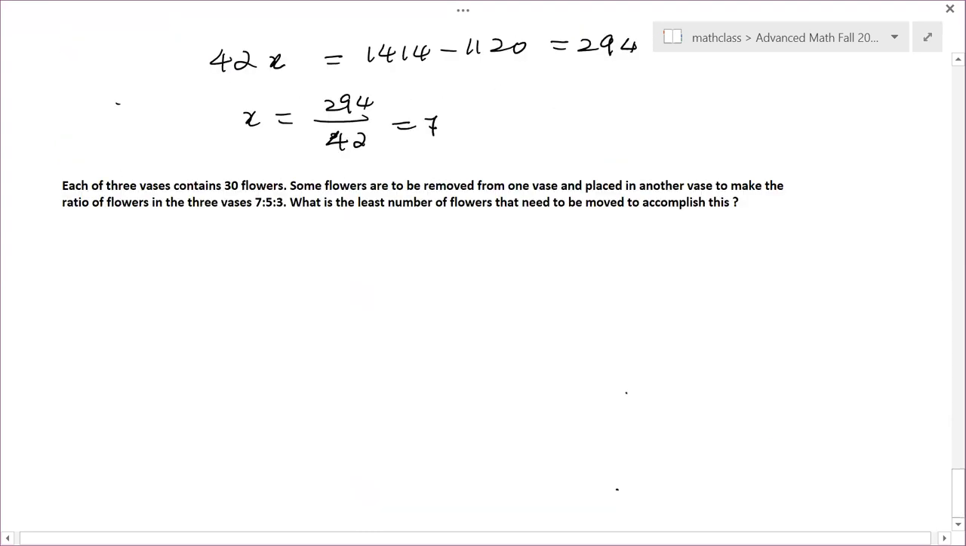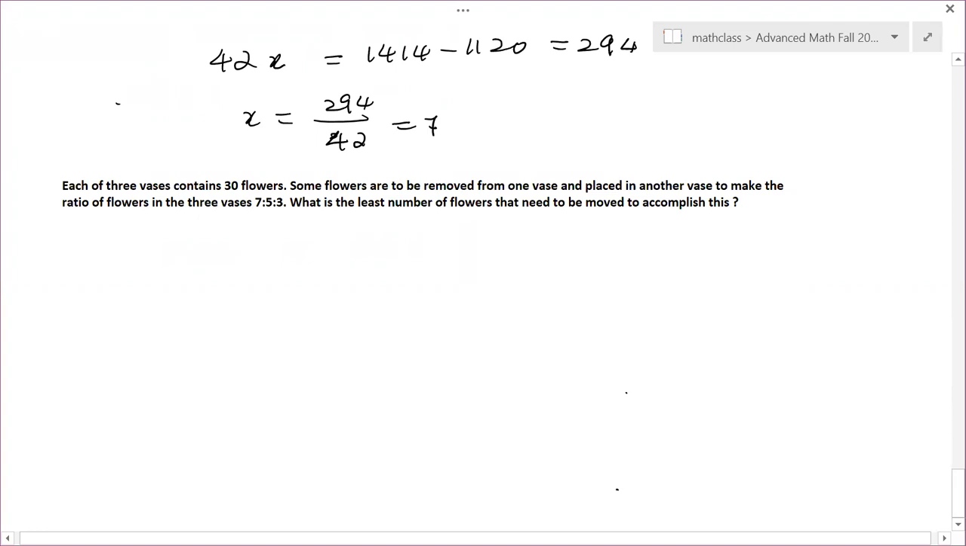All right. So the next problem. Okay, let's do the next problem. Each of the 3 vases contains 30 flowers. Some flowers are to be removed from one vase and placed in another one to make the ratio of the flowers in the 3 vases 7:5:3. What is the least number of flowers that need to be removed to accomplish this goal?